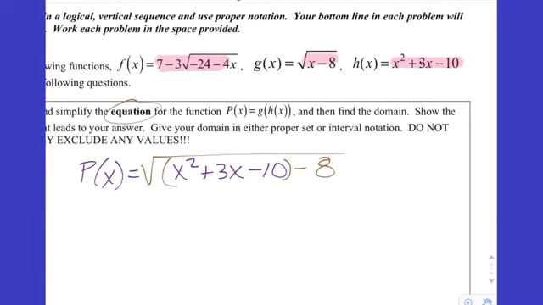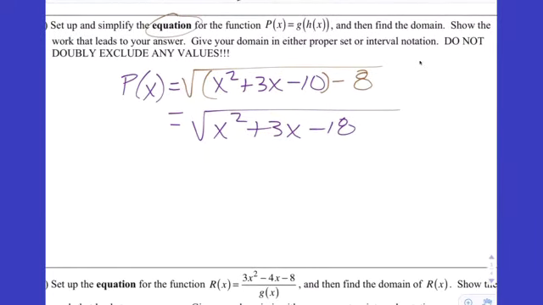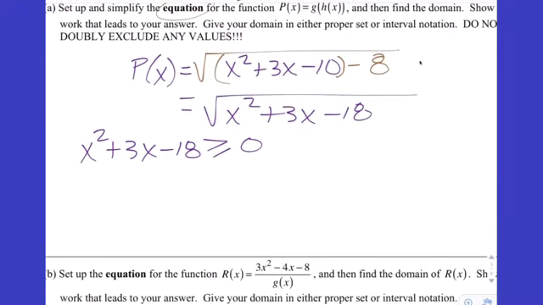It's P of x. Now it says to find the domain. Well, you can simplify in this case without losing information. Negative 10 minus 8 is negative 18. So now to find the domain, remember you take the radicand and you say that it's what? Greater than or equal to 0. Can you solve that one algebraically? No, it's a quadratic. So let's factor it. That should be x plus 6, x minus 3 is greater than or equal to 0.